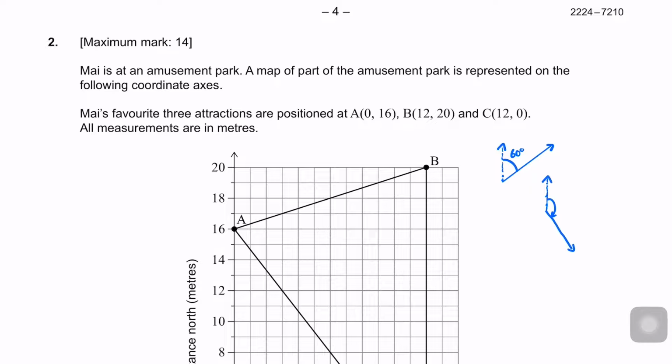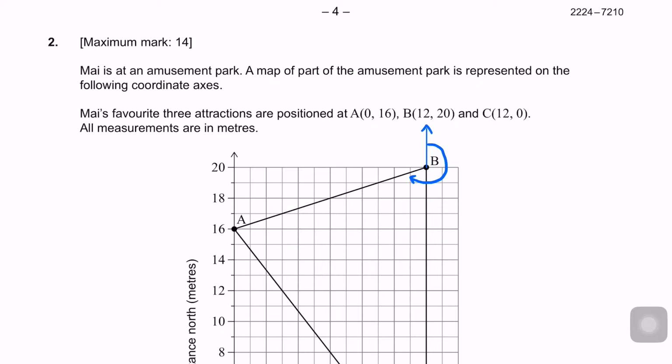And in this case, the question they're asking is, if Mai is at this point B, and she wants to go to A, we're asked about the bearing of A from B. So we want to go to A from B. What is the bearing that she needs to sweep through? So here's true north. What is the angle that she needs to sweep through to go to A from B?